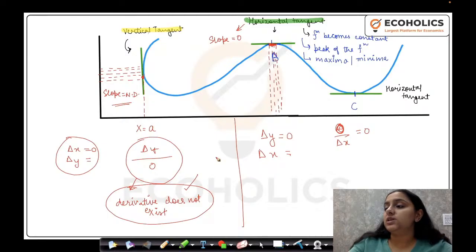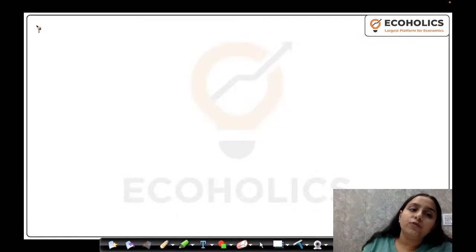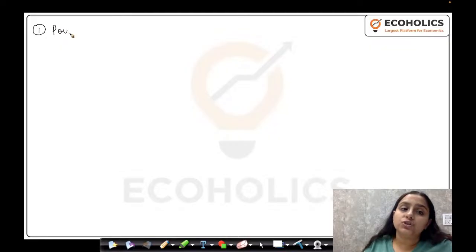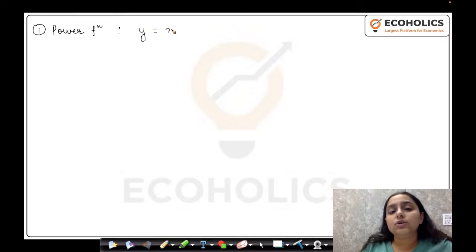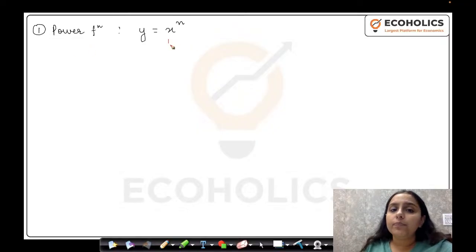So now let's proceed to learn how to find these derivatives. So first of all, if you have a function like this, a power function, what is a power function? y is equal to x raised to the power n. So what will be its derivative? Derivative क्या होगा इसका? Derivative will be n, the power comes in front, n into x raised to the power n minus 1.